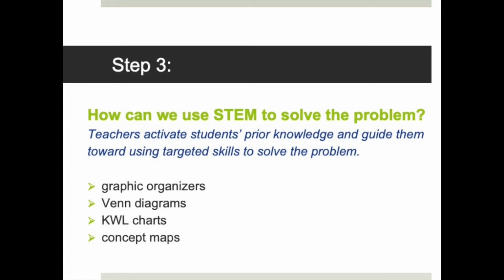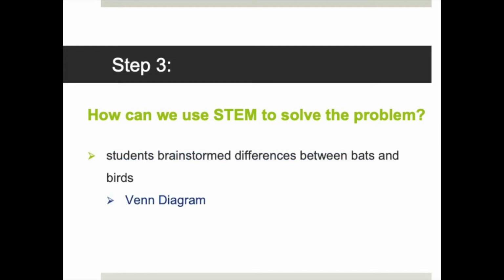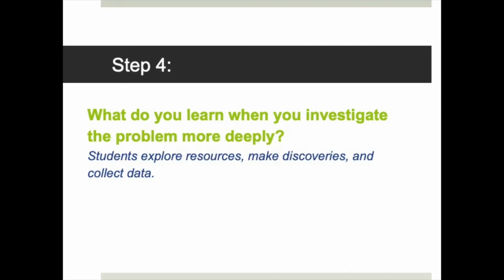How did the teachers in "At Home with Bats" activate students' prior knowledge? Students made a Venn diagram to compare their knowledge of birds and bats. In this way, teachers were able to activate background knowledge and identify any misconceptions that some students held about bats. Step 4. What do you learn when you investigate the problem more deeply? Students explore resources, make discoveries, and collect data.